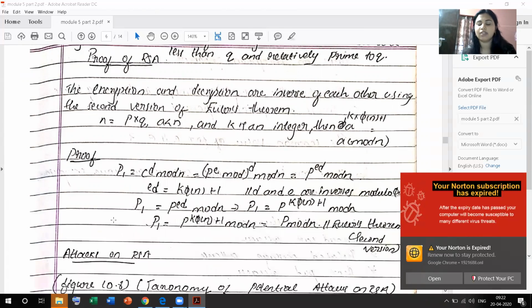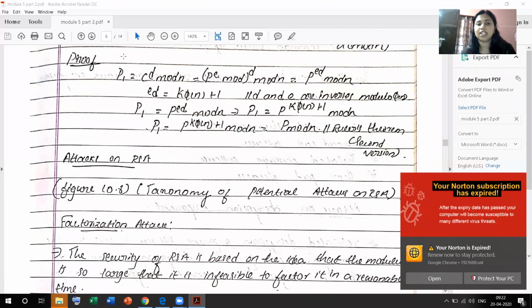This is the proof. Here the proof is that P1 is equal to C raised to D mod n. We have the equation C is equal to P raised to E mod n. We substitute that, giving P raised to E, raised to D mod n, then we obtain P raised to E D mod n. We use the second version with k phi of n. We can then obtain the equation P mod n.